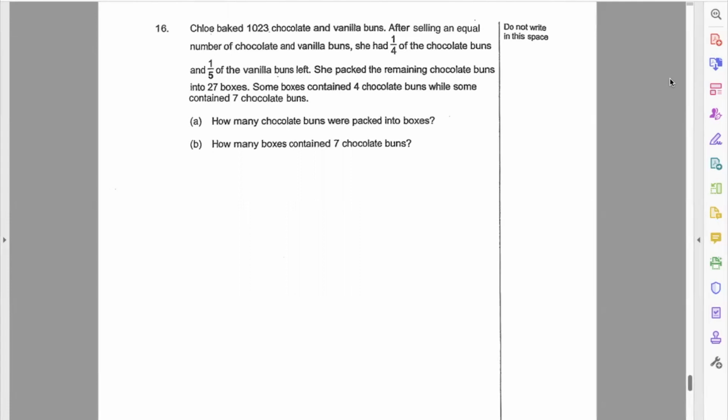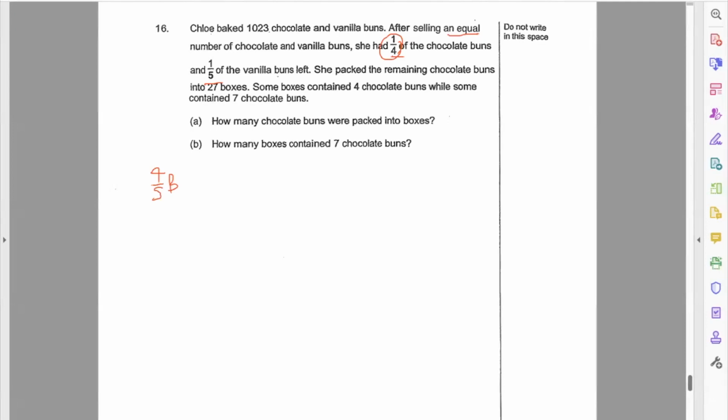The keyword in this question is the word equal. It says that an equal number of chocolate and vanilla buns was sold. The fraction given here is the fraction of the chocolate and vanilla buns left. So this is an equivalent proportion question where one fraction is equal to another fraction. The fraction of the chocolate buns sold is equal to the fraction of the vanilla buns sold. So since 1/4 of chocolate buns is left, it will mean that 4/5 of the chocolate buns were sold.